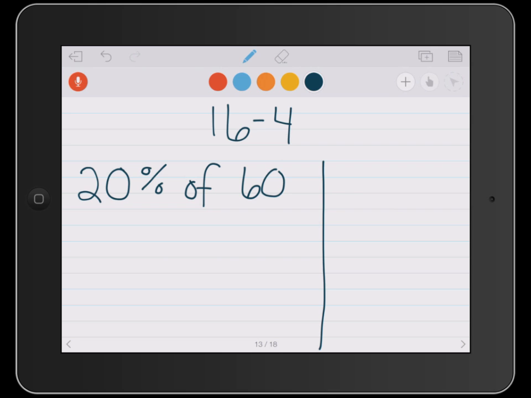Take out your notebooks. For the notes tonight, we're going to do a few examples. The first one we're going to do is 20% of 60. From the video, there was a couple ways that you could do it.